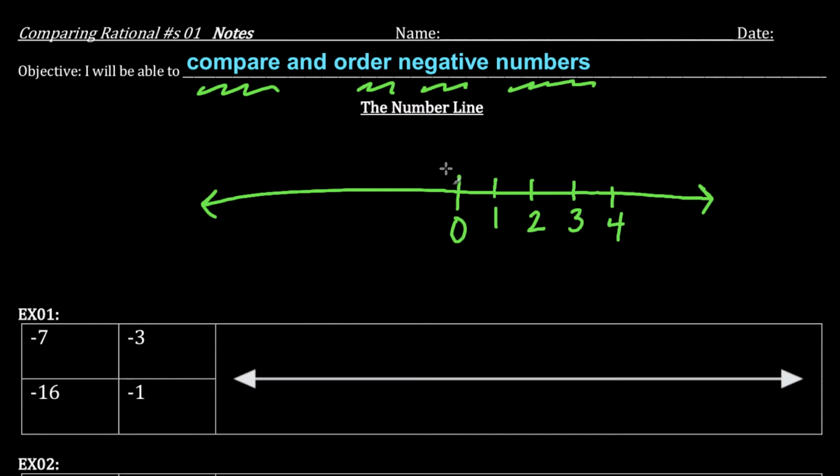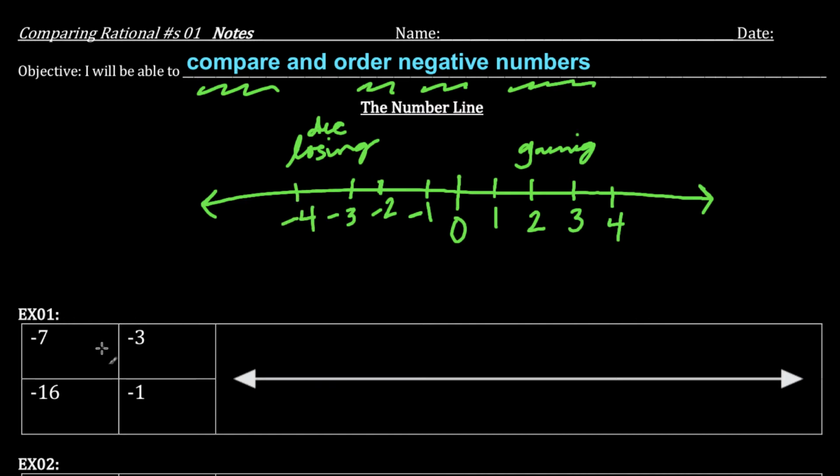Now, if I go backwards, though, you're no longer gaining values here. This one you're losing value, or you're decreasing in value. So the first number you hit is not a whole number anymore. It's an integer. So the first integer you hit is -1. Then you lose some more. -2, -3, and -4, and so on and so forth.